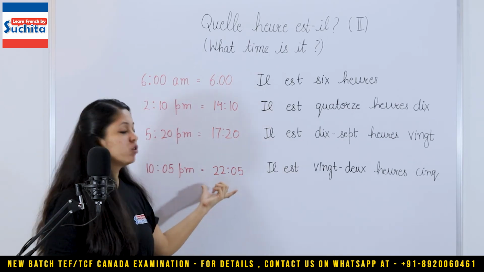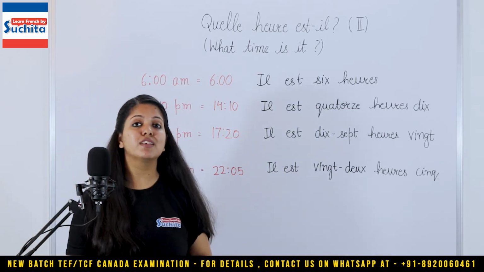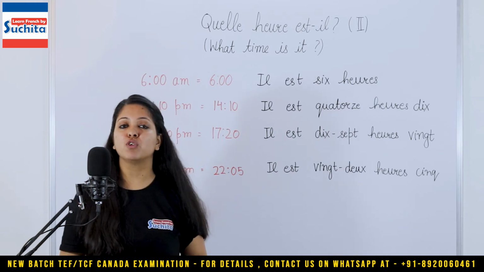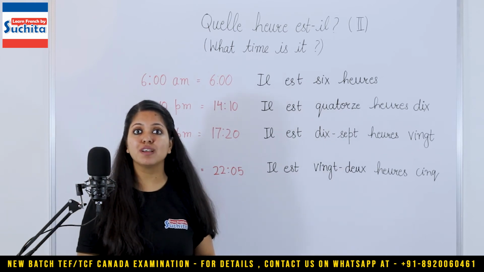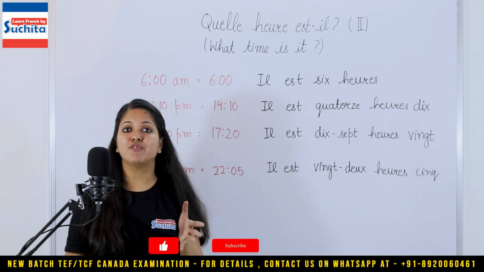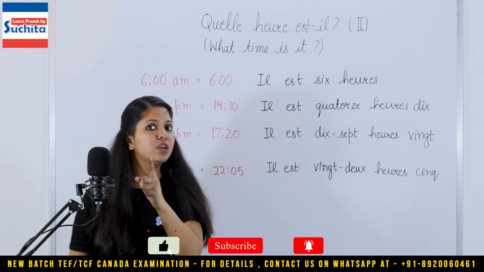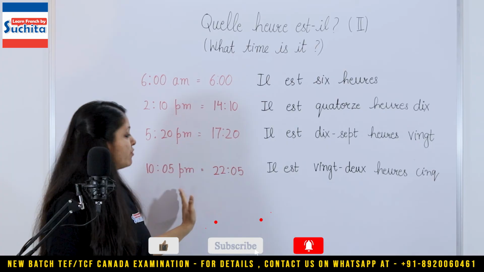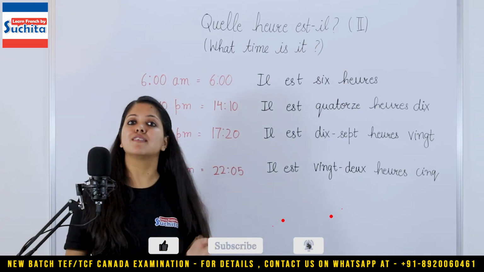10:05 p.m. That would be 22:05. So you say il est 22h05. Had it been 10:05 a.m., we would have written il est 10h05.